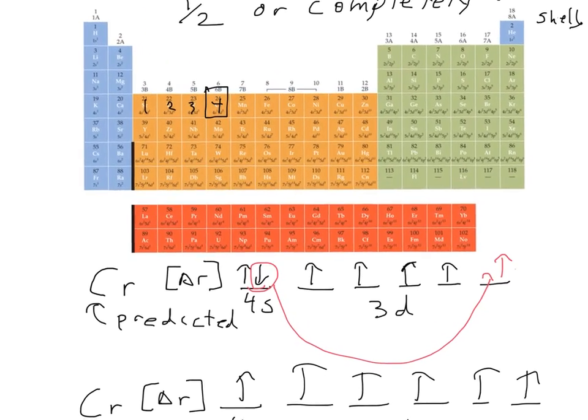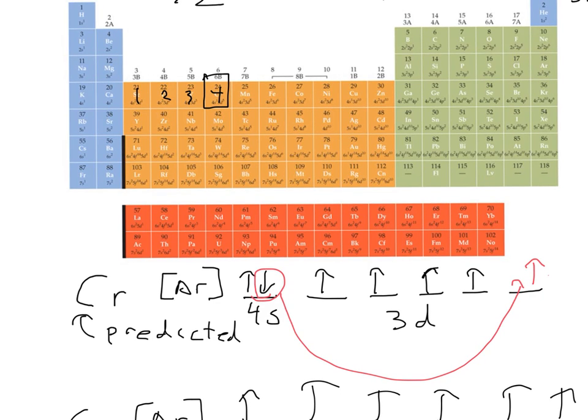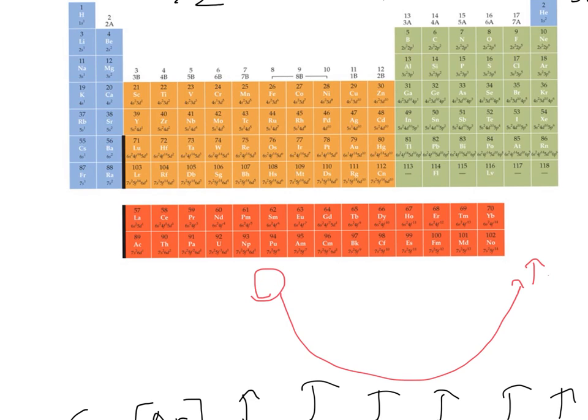Nearly everybody, and I said nearly, everybody in that column is going to repeat that. Molybdenum here, right below chromium, is going to wind up doing the same thing, moving one of its 5s electrons into the 4d because of that low energy overlap.